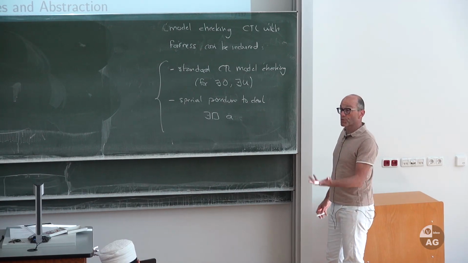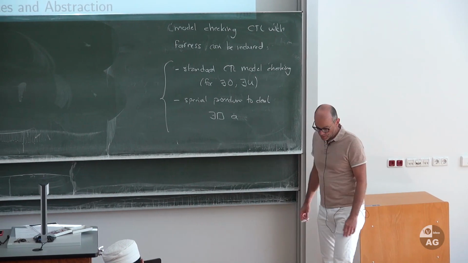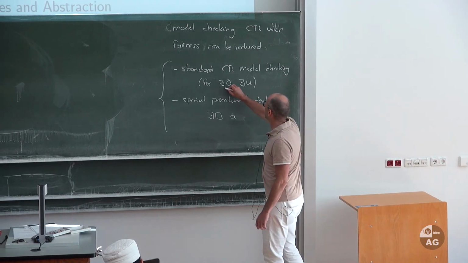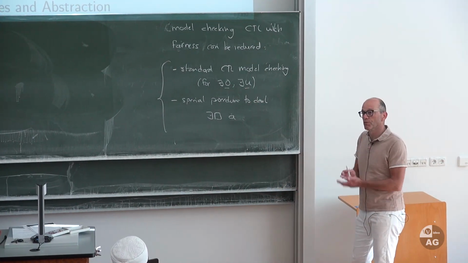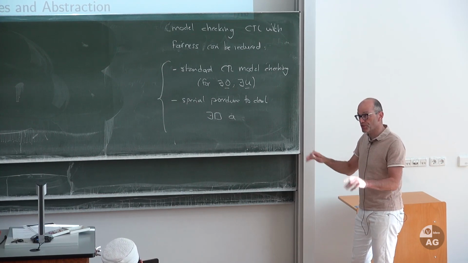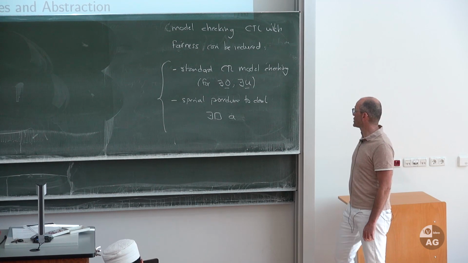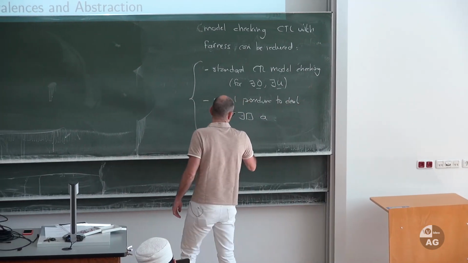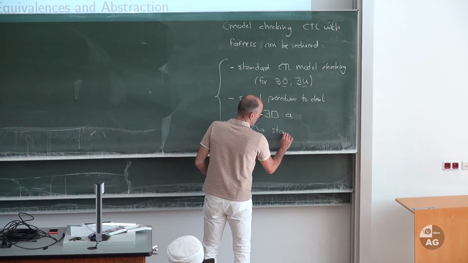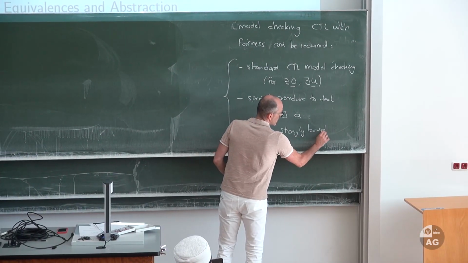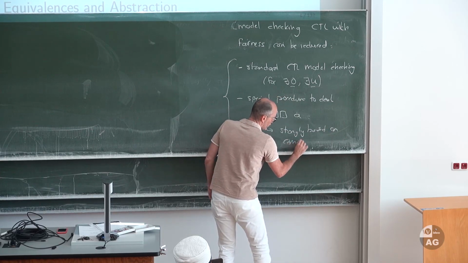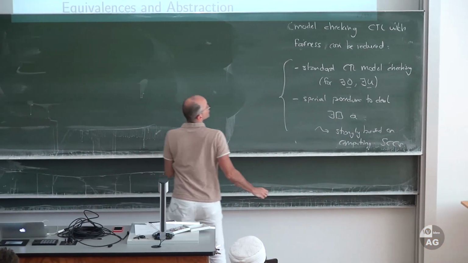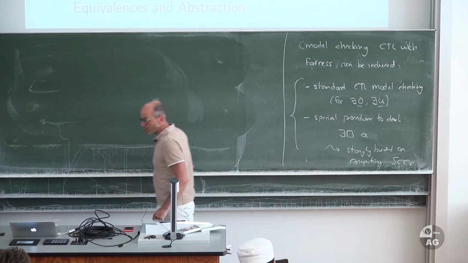So first I'm going to explain how to express fairness assumptions in CTL. That means that we're going to adapt the semantics of CTL a bit. Then we're going to see that for next and for until, we can do a small trick such that we can reduce the model checking under fairness of those operators to standard CTL. And for existential box, we need a special procedure to deal with fairness. And this procedure is basically strongly based on computing strongly connected components, as we're going to see. Good. So that will be, let's say, the roadmap.